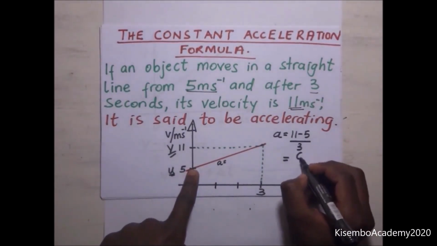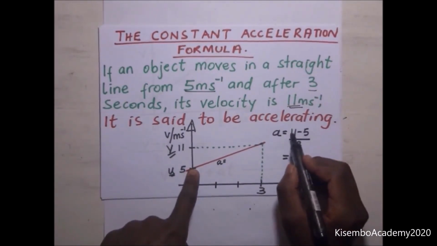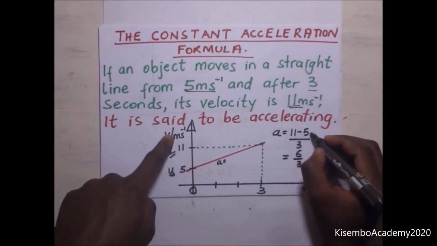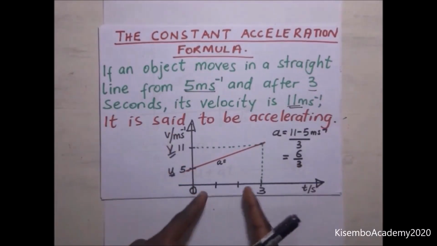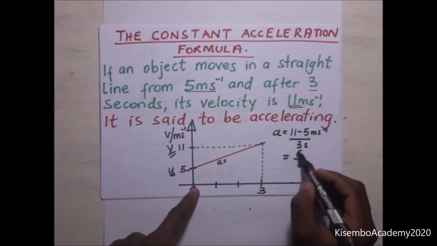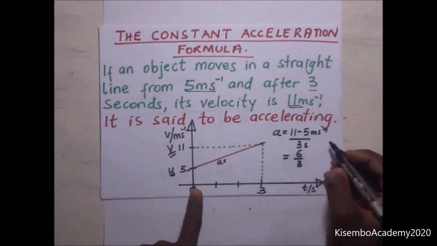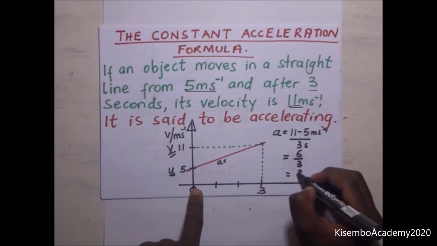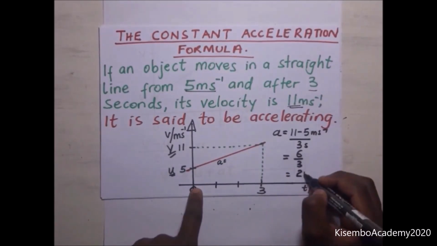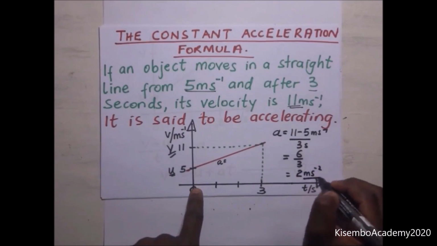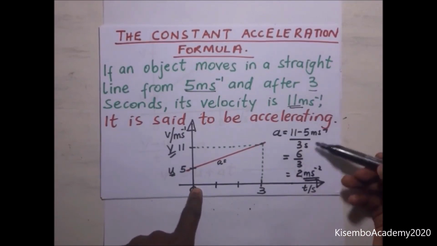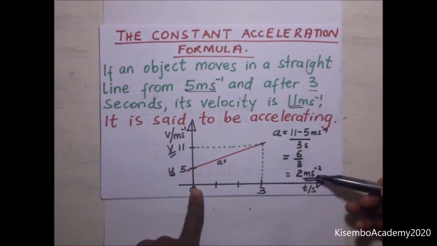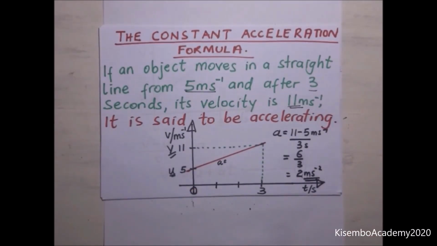11 minus 5 is 6. Divide that by 3. Now this 11 minus 5, of course, is in meters per second, and this time is in seconds. So 6 over 3 is going to give us 2. Now 2 is in meters per second squared. Of course, this meters per second squared is coming from here. Meters per second divided by second gives us meters per second squared. So now this 2 meters per second squared has been gotten from the slope of this graph, and this is the acceleration.